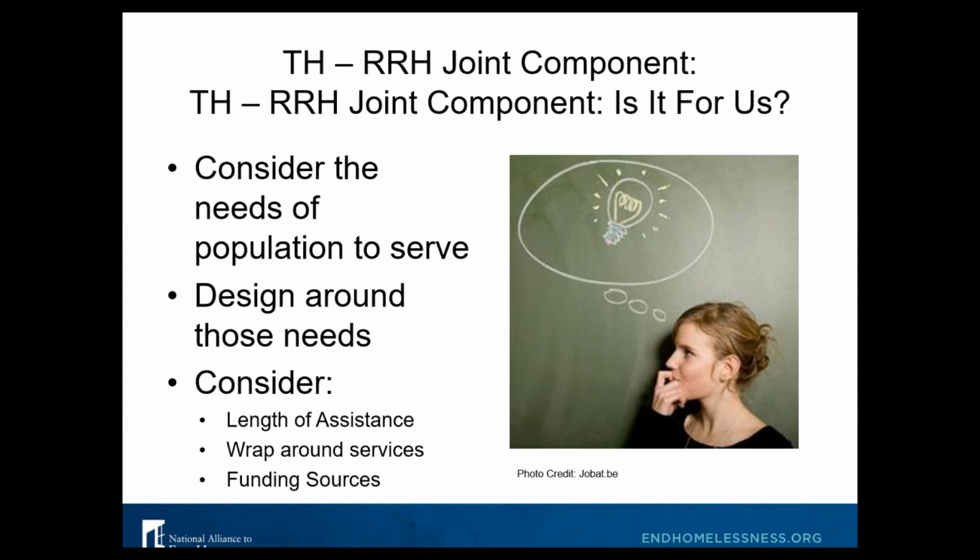So is the joint component right for your COC? If yes, then the COC, project applicants, and key stakeholders should consider the needs of the populations within their communities that would be best served by this component, and then design the component accordingly. So this would include thinking things through like length of assistance, what kind of wraparound services would we include, and what other mainstream resources does the community need to leverage in order to be able to provide the services that would be needed under both a transitional housing and a rapid rehousing project.